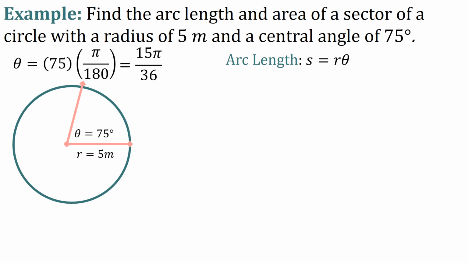Arc length is S equals R times theta. Theta had to be in radians, but we just converted it to radians. We know that our radius is 5, and our angle in radians is 15 pi over 36. Multiplying all this and simplifying, we get 75 pi over 36, and since this is talking about length, our unit is going to be meters.